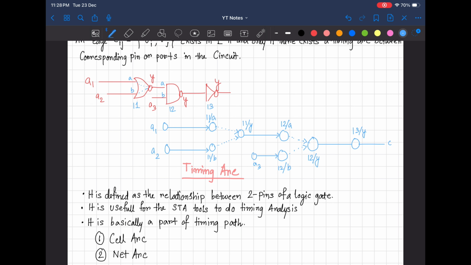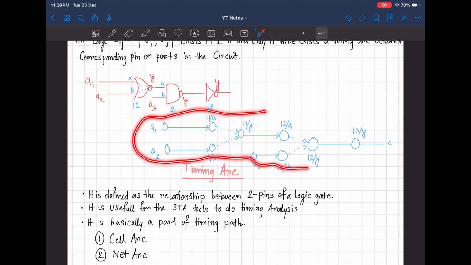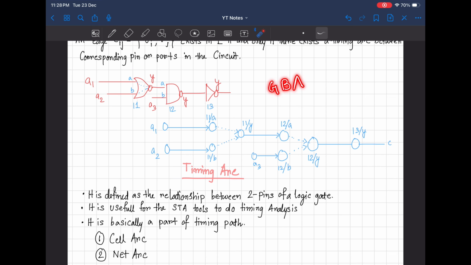So this is the whole representation of this small combinational circuit as a timing graph with the help of timing arcs and timing paths. When we talk about graph based analysis and path based analysis, this will play a very important role.